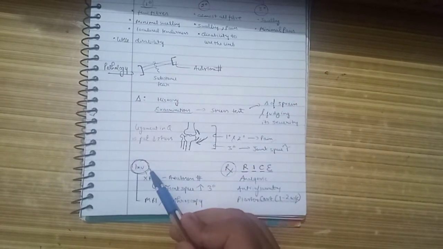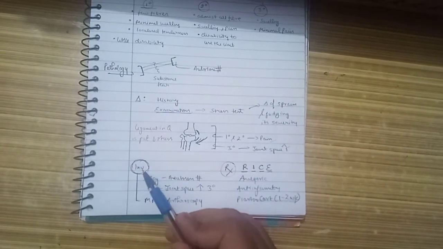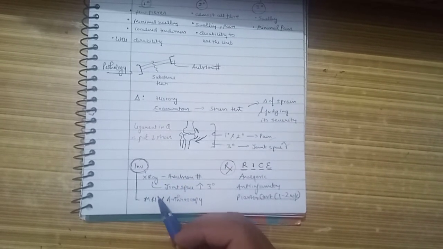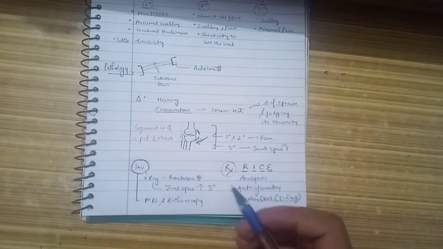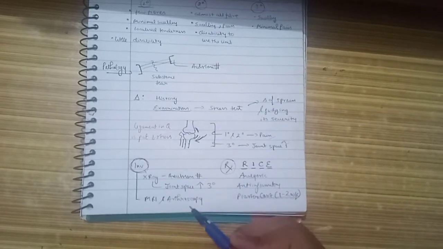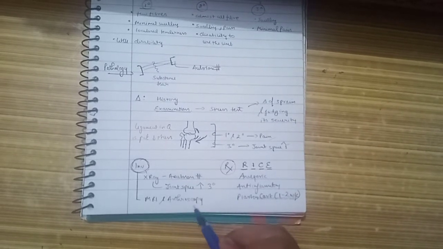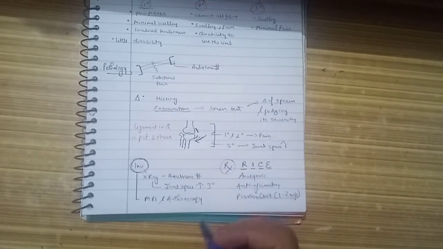Investigations are generally not done, but when we do an x-ray we may see an avulsion fracture, or sometimes, in a third degree sprain, the joint space will be increased. Rarely, MRI and arthroscopy are required in the case of sprain.